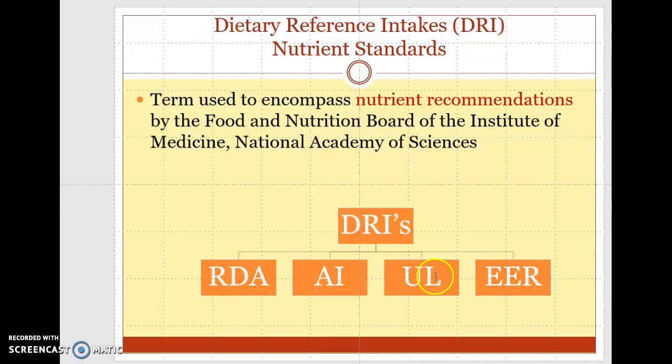The upper limit, so there's some nutrients that are dangerous to be taken in larger amounts, like iron. Any more than 35 milligrams a day could be deleterious and cause stomach bleeding. And then this is your estimated energy requirement. So how many calories do you need? These are all based on individual circumstances. It's different for everybody.